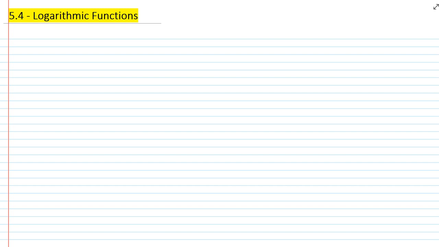Let's take a look at logarithmic functions. In the previous section, we talked about exponential functions. So let me recall what we did in the previous section. We called the function f of x or y equal a to the x, without a coefficient in front of it, assuming the coefficient in front is 1. And we call that the exponential function.